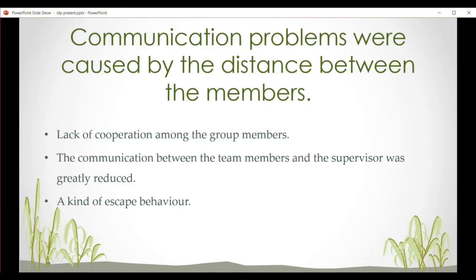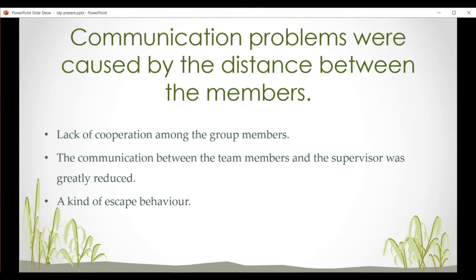For the communication problem caused by the distance between the members, there was a lack of cooperation among the group members, and it can be said that the group members basically had little or no contact.